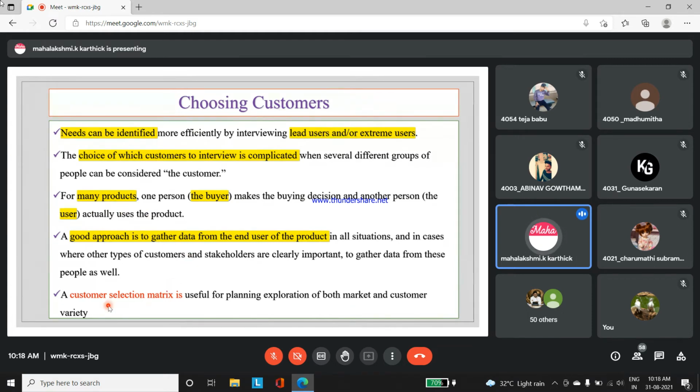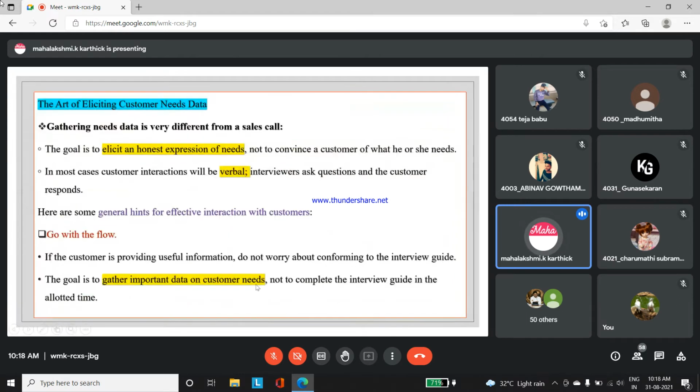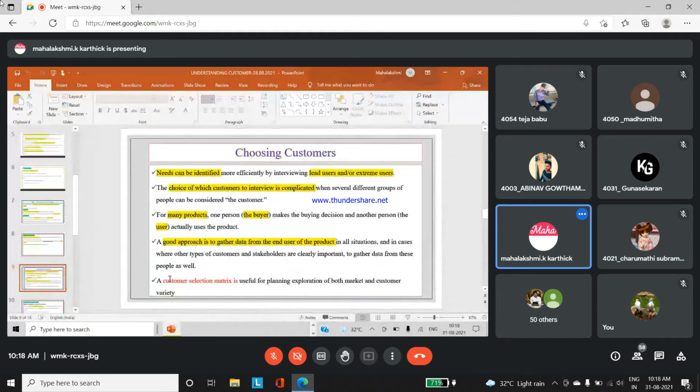And you have to know what the customer selection matrix is. It's useful for planning explorations of both market and customer variety. I'll just show one example before going to the next point. What is the customer selection matrix?